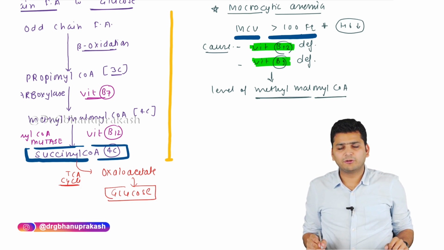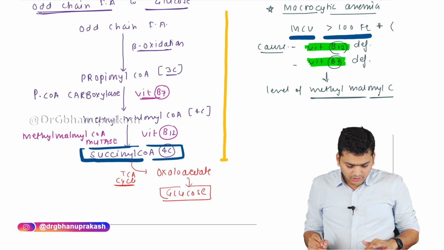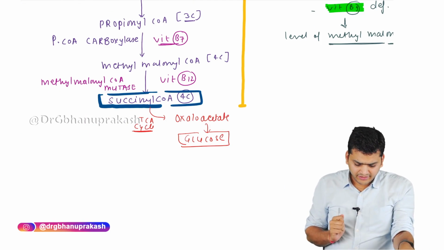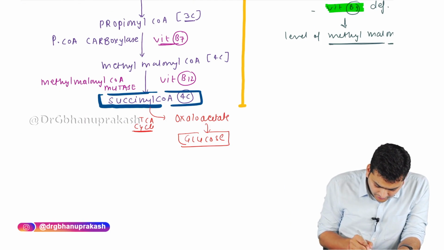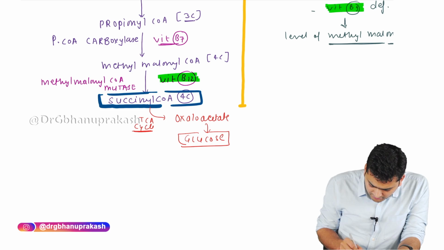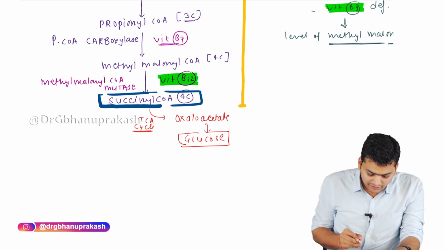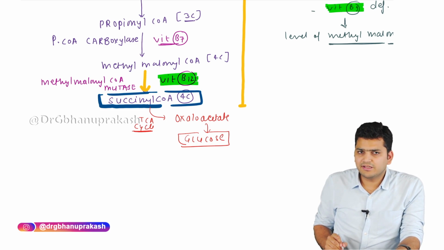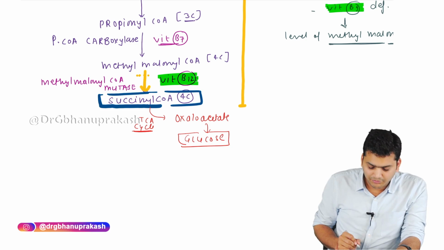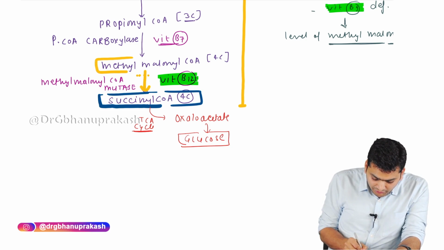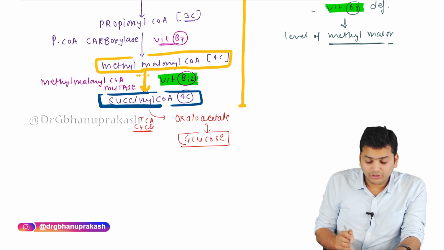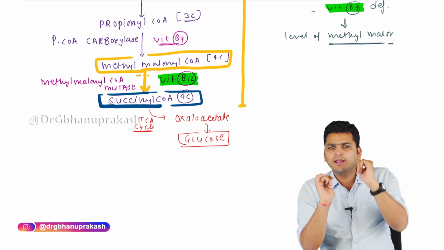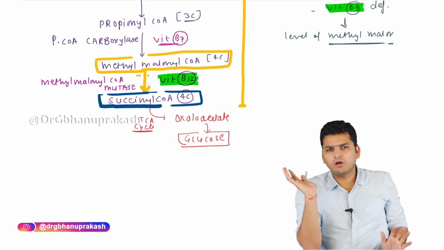Now, why do we check the methylmalonyl CoA level? See here, in this reaction, if there is B12 deficiency, then this reaction is not going to happen. If the B12 is less, this reaction is not going to happen. Then what is going to happen with the level of methylmalonyl CoA? It is going to be raised. If it is B12 deficiency, methylmalonyl CoA is going to be high. If it is B9 deficiency, it is going to be normal, right?